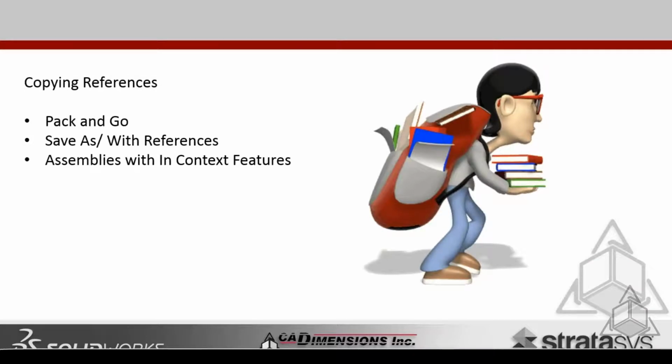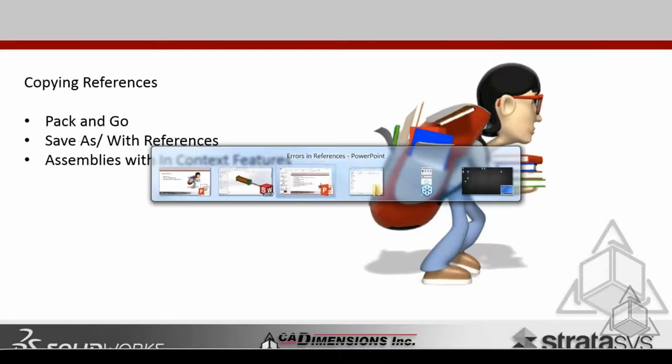I mentioned a little bit about copying references. Pack and Go does a copy of reference. We're not going to get into that today. Save As with references, I showed you a little bit of that. The one I want to really drive home and is another potential error spot is assemblies with in-context features. This always seems to be a sore spot.